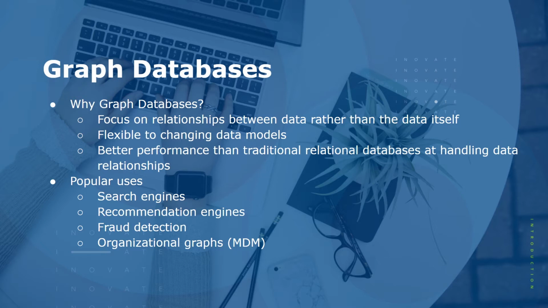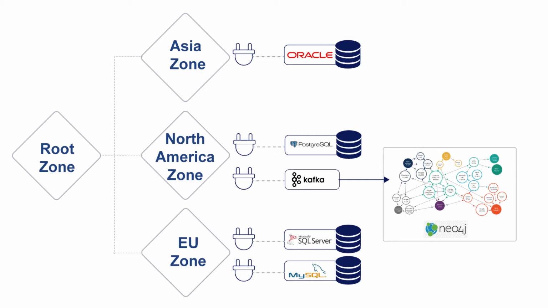They're also flexible to changing data, similar to a NoSQL database, and they have better performance than traditional relational databases at handling data relationships. Popular uses include search engines, recommendation engines, fraud detection, and I'll show here too a simple organizational graph, MDM style organizational graph.